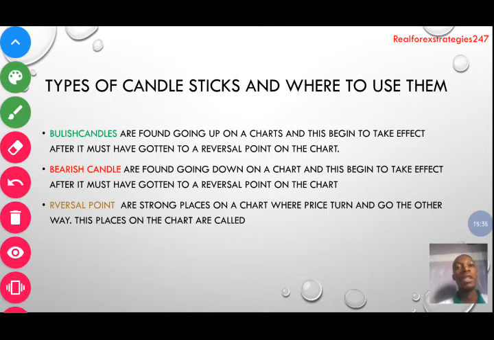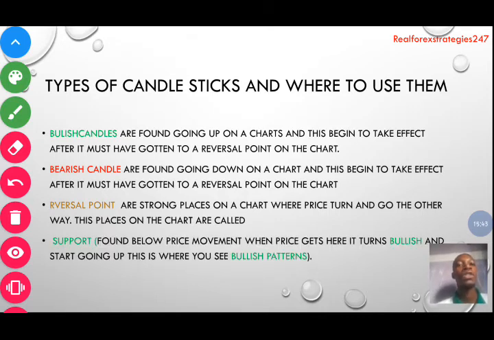We'll just explain what a reversal point is about. Reversal points are strong places on the chart where price turns and goes the other way. These places on the chart are called support. And we're going to deal with support first. Now, supports are for bullish candlesticks. I need you to understand this. Supports are for bullish candlesticks.